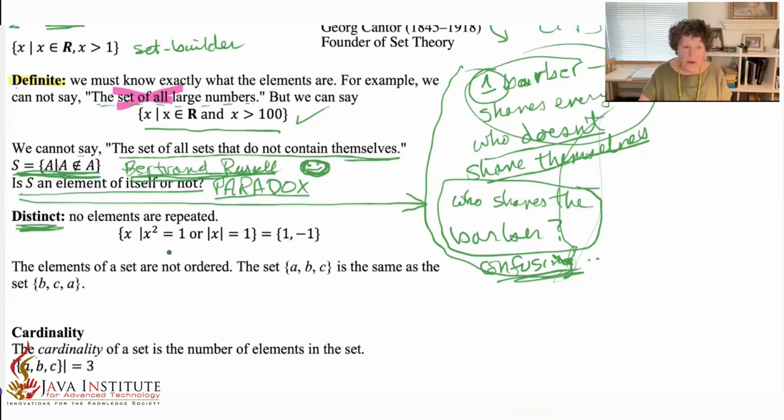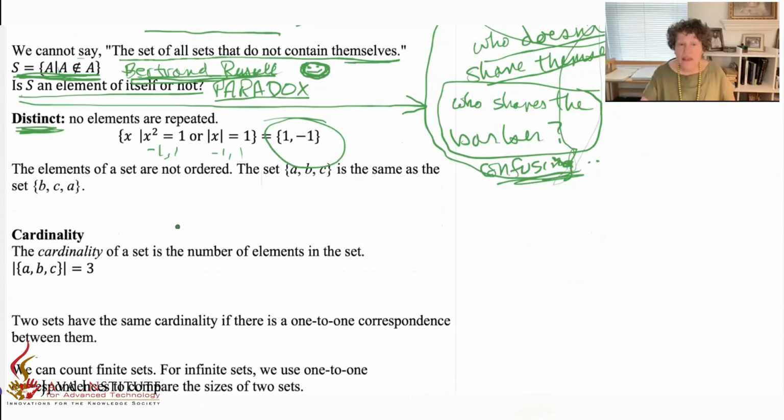Can we build a new paradox theory? I think there are people working on things like that, how to deal with paradoxes. Okay, so no repetitions. And the other thing about a set is the elements are not ordered. They're not in order. So the set ABC is the same as the set BCA.